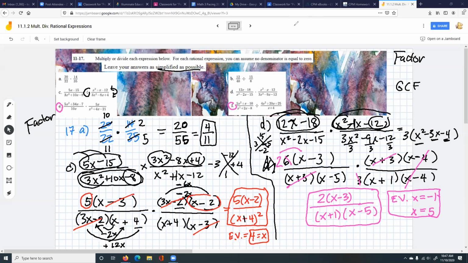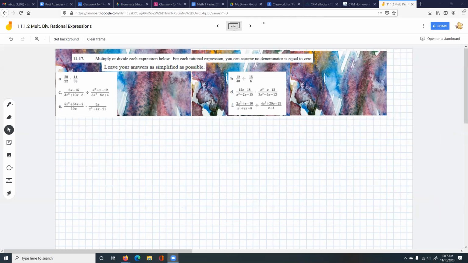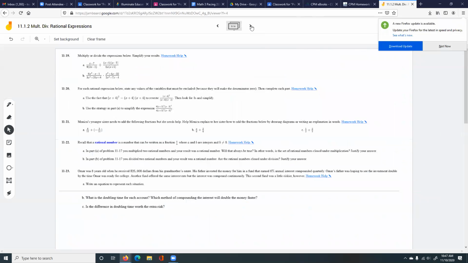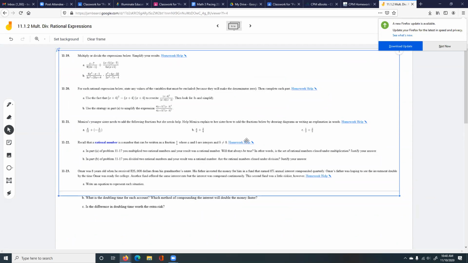And then the rest of them that you have to do are these guys here, 19, 20, 21, 22, and 23. 23 is the, what do you call it? The compound interest, right? You need more practice with that. That's probably gonna be on a test or a quiz.